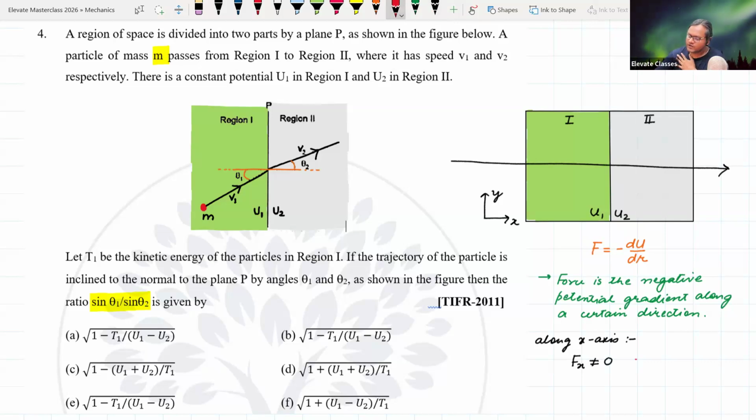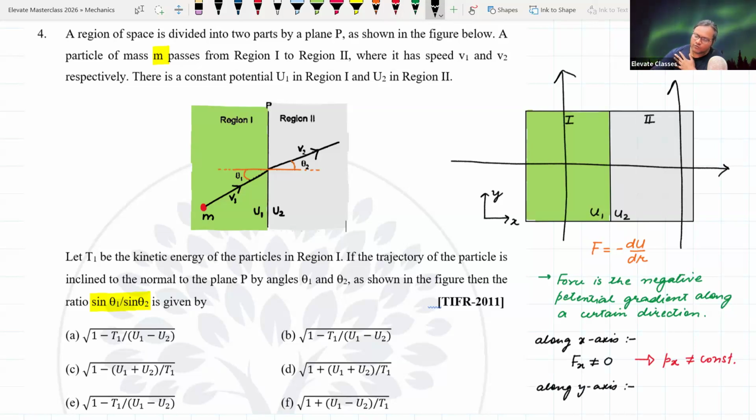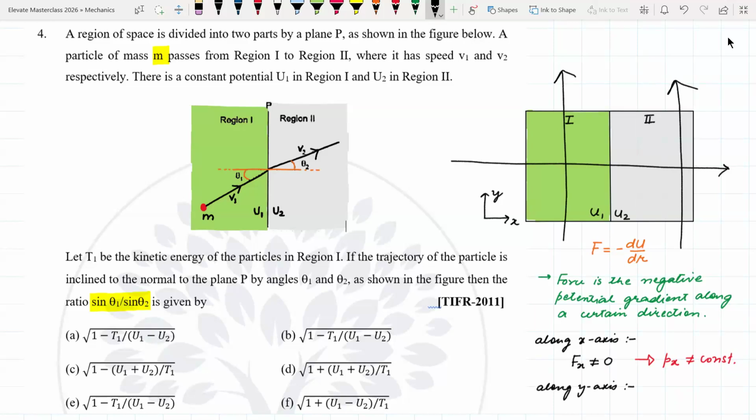If Fx is non-zero, it simply means that Px is not a constant of motion. Momentum changes. But now tell me, along the y-axis, is there a potential gradient? Wherever you choose, if you move along the y-axis, would the potential change? See, if I choose the boundary dividing U1 and U2, it is a very precise boundary. If I define that U2 exists from x equal to 0 to x equal to infinity, and U1 exists for x less than 0, then you choose the point.